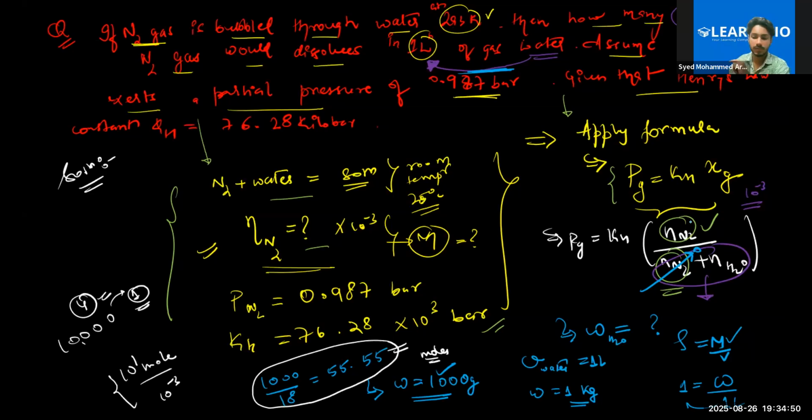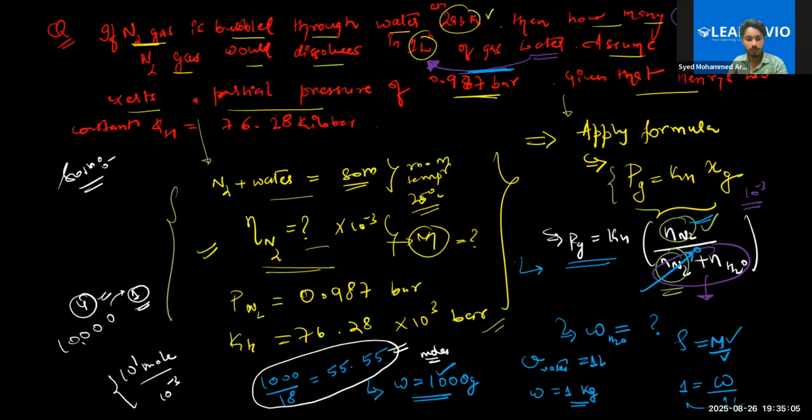Now you can solve this. Here you have the moles of N2 at the upper part, and at the lower part you have the moles of H2O that I have calculated here. You just need to put the values and get the answer. Now solve by yourself and tell me the answer.